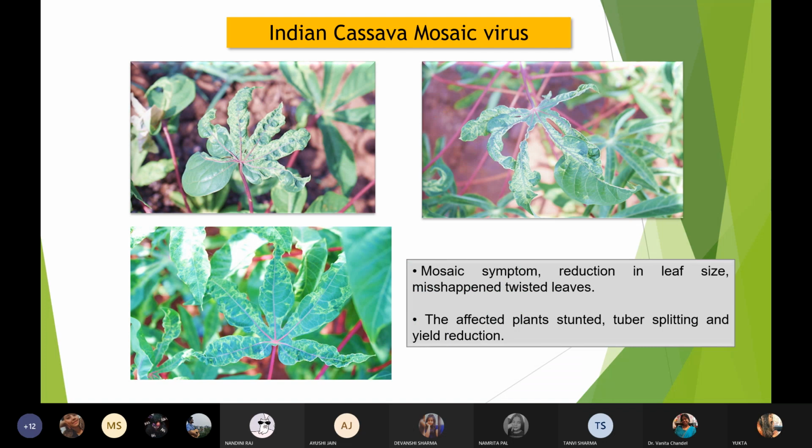This is the Indian cassava mosaic virus. In this, we see mosaic symptoms, reduction in leaf size, misshapen and twisted leaves, and the affected plants are stunted, with tuber splitting and yield reduction. The virus is spread by infected setts and whitefly, Bemisia tabaci. Next slide.